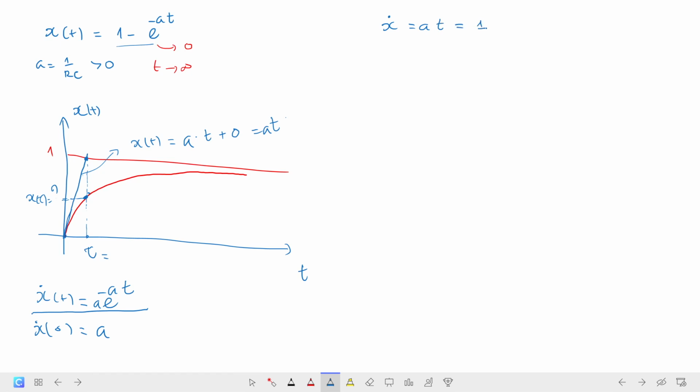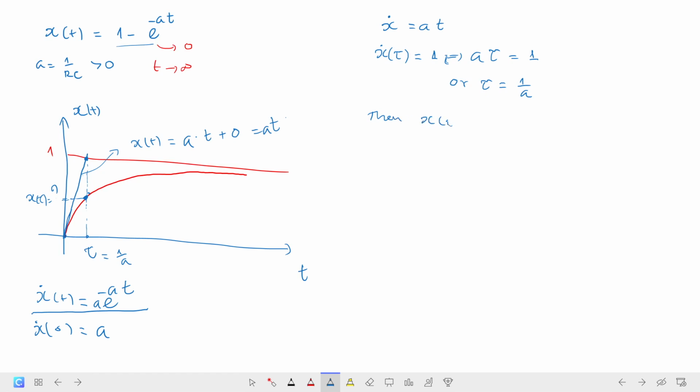When it equals 1, when we set it to 1, I should write it down like this. We have h dot of tau equal to 1, which means a times tau equal to 1, or tau is actually just the inverse of a. Okay, so tau is 1 over a, and we want to know the value h of tau.